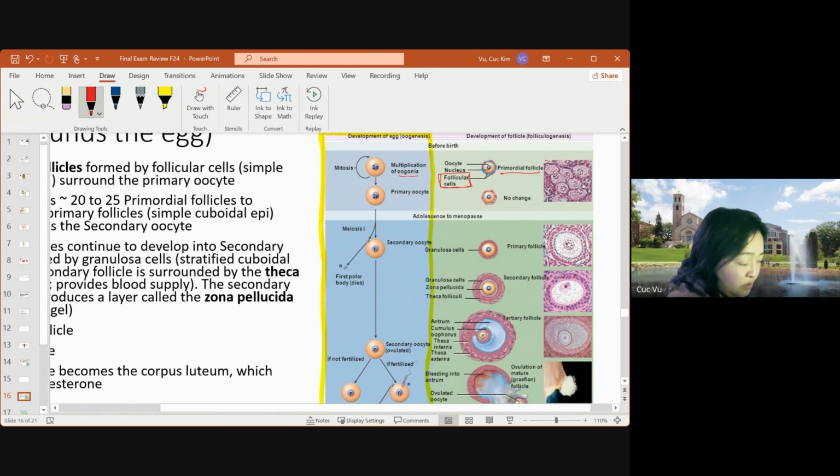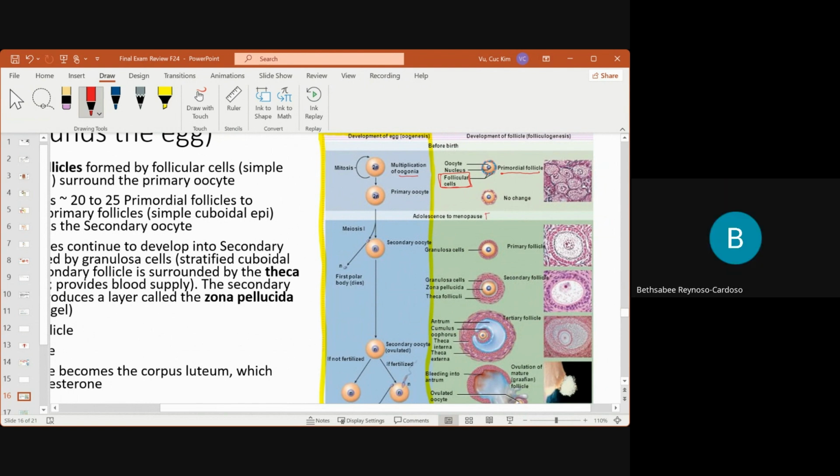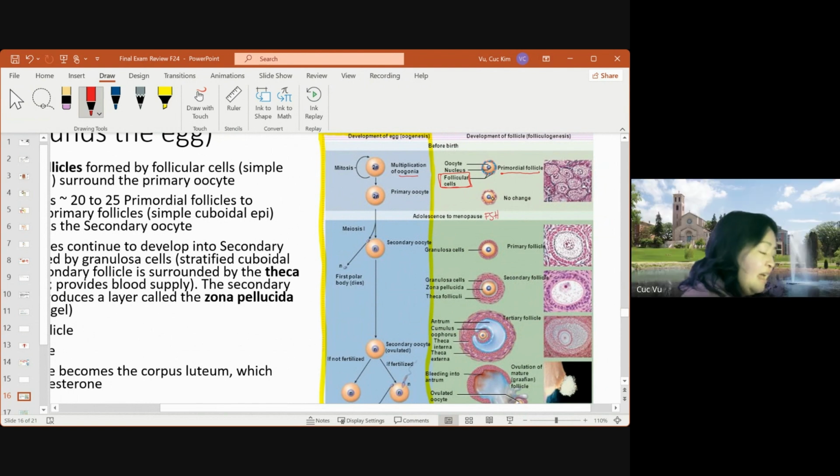Okay. So during fetal development, it just produces them, but there's no change that it undergoes. So at birth, the primordial follicle stays as is. Then at puberty, what hormone again? FSH. Yes. FSH is going to stimulate the development of that primordial follicle into a primary follicle.